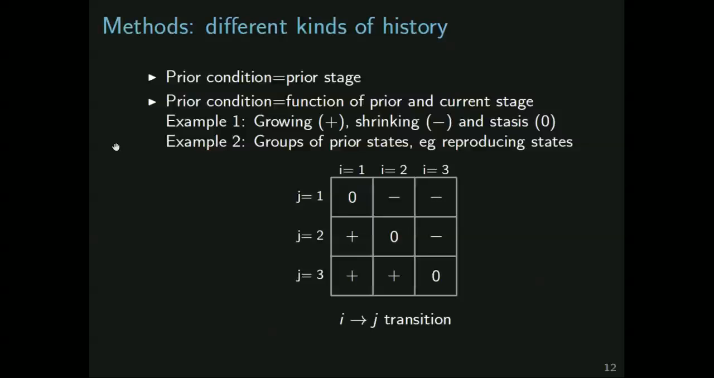However, that might be way more information than you need. So for example, like I was saying, in trees, growth is what's important. So then the only thing you need to know is whether an individual grew, shrank, or stayed the same. So you just need three prior conditions. And these are a function of both the prior stage and the current stage. So I've shown an example here for the case of growing with three size classes. The columns are your prior stage, the rows are your current stage, and you've gone through this transition. And so along the diagonal, you have stasis, above the diagonal, shrinking, and below the diagonal, growing.